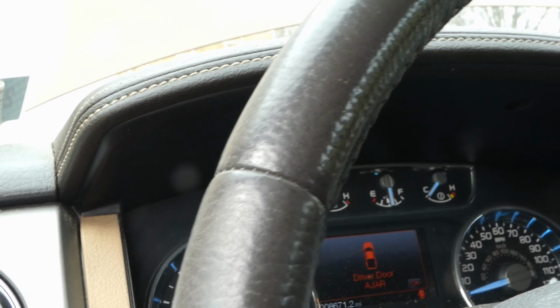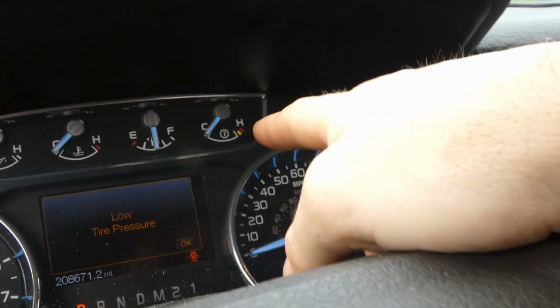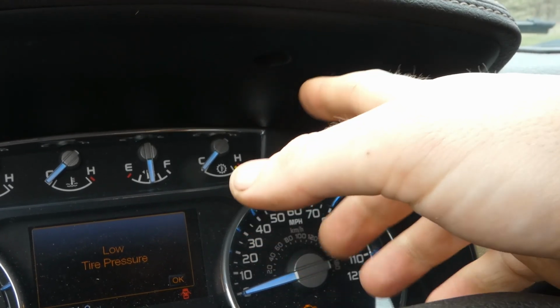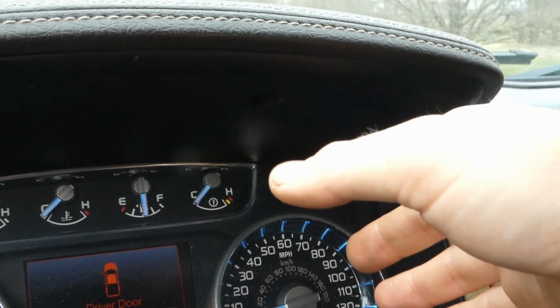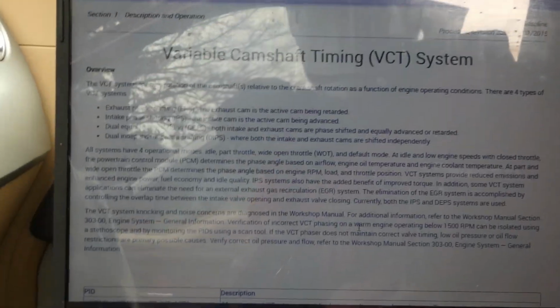Now, I was checking the coolant because when I came yesterday, there was none in it, and it was running for about what I assume would be up to temperature, and the gauge didn't move. So that's another thing to look out for.